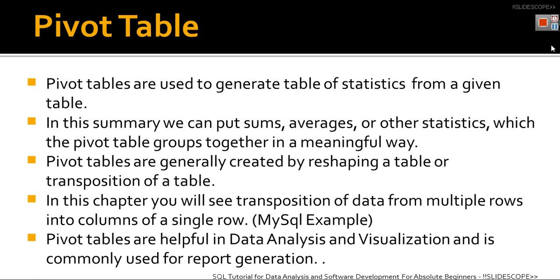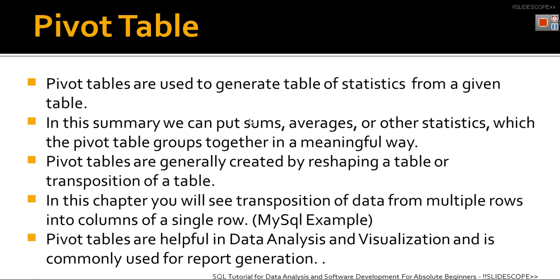So in a database there can be any number of tables. For example, there can be a products table, an orders table, tables of sales, tables of profit and loss analysis, tables about anything, and these pivot tables are used to generate table of statistics from a given table. So in this summary we can put some averages or other statistics.